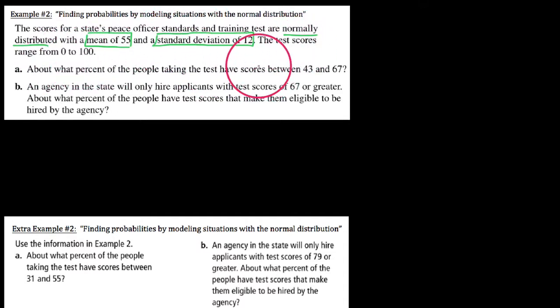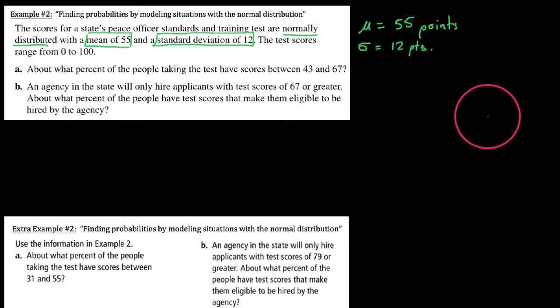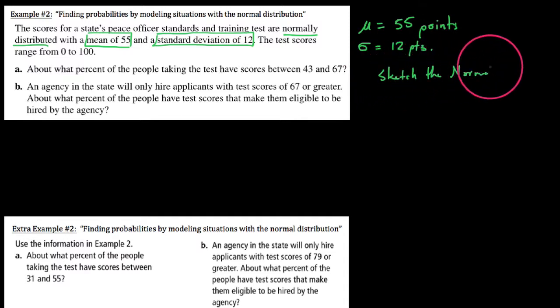What we look at here basically then is something where we want to start by writing down the average and the standard deviation. So our mu, or our mean, is 55, and I'm just going to label this here points. And we are told that our standard deviation, sigma, is 12 points. So what we're going to do basically, first of all, is sketch the normal curve that applies to this situation.